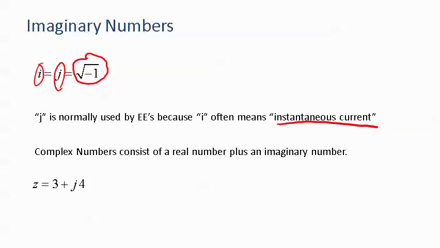Now, a complex number will consist of a real number and an imaginary number, such as this example where z is defined as the real part of 3 plus an imaginary part of 4j. The j means that it's the imaginary part.